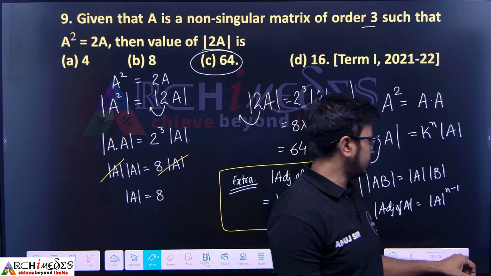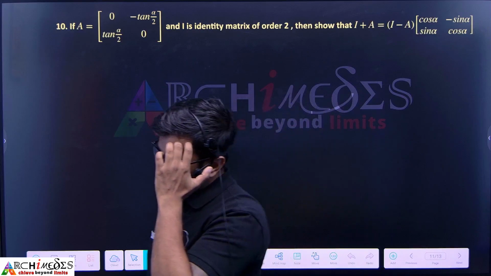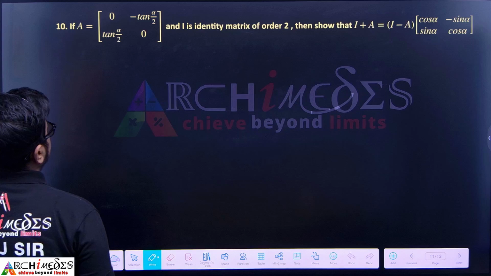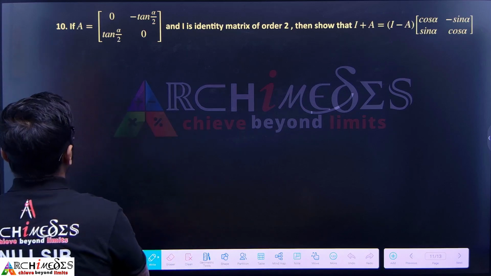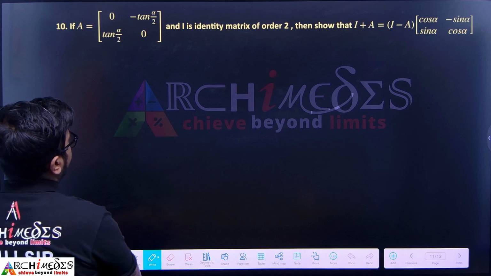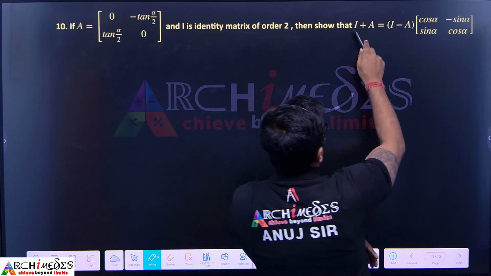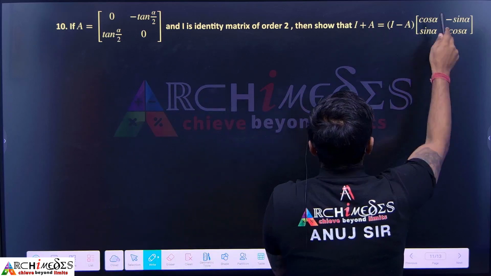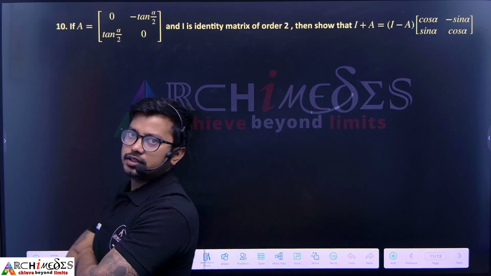So can we proceed to the next question? Now listen carefully. This is the question from matrices. If A equals [[0, minus tan alpha by 2], [tan alpha by 2, 0]] and I is the identity matrix, show that I plus A equals (I minus A) times [[cos alpha, minus sin alpha], [sin alpha, cos alpha]]. Listen carefully.